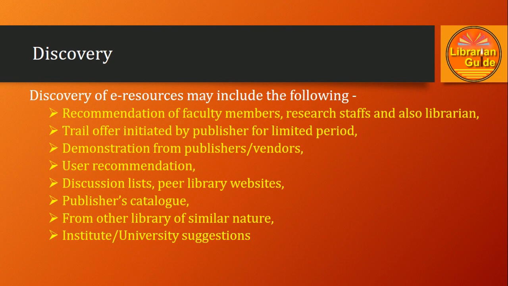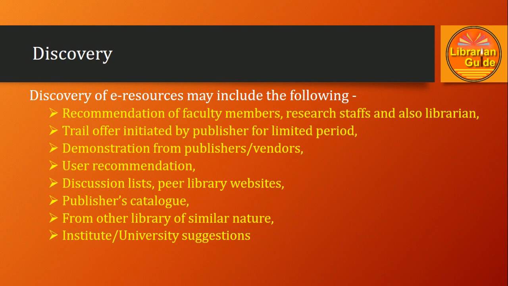So once the document is recommended, the library staff or the librarian starts identifying that resource through different sources. Sometimes we identify resources through a trial offer, which is initiated by a publisher for a limited period of time in a particular institute or organization. Sometimes the publisher or vendor demonstrates the product in different institutes. So we come to know that this particular resource is available, and it also satisfies our domain area, that this domain area has these resources.